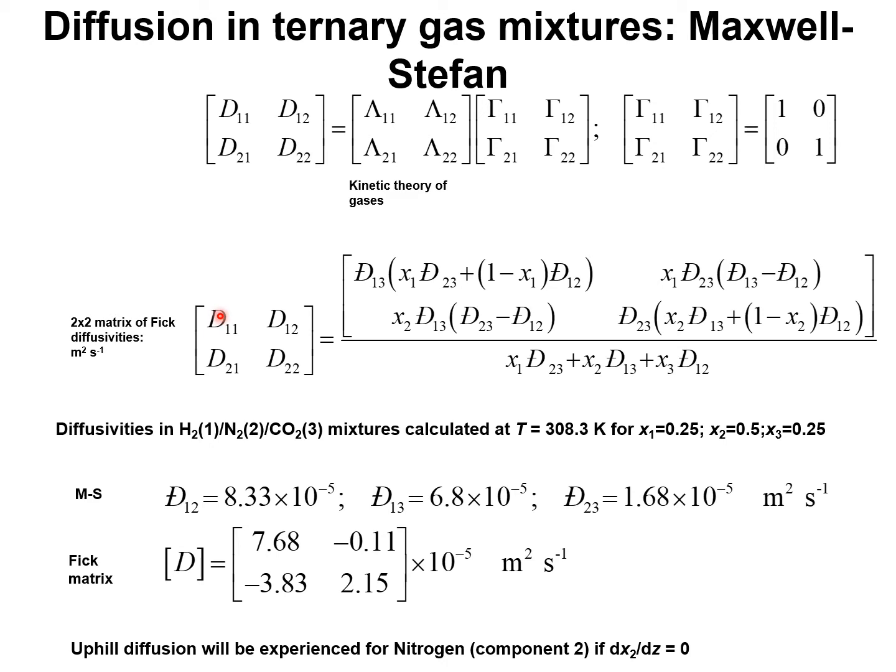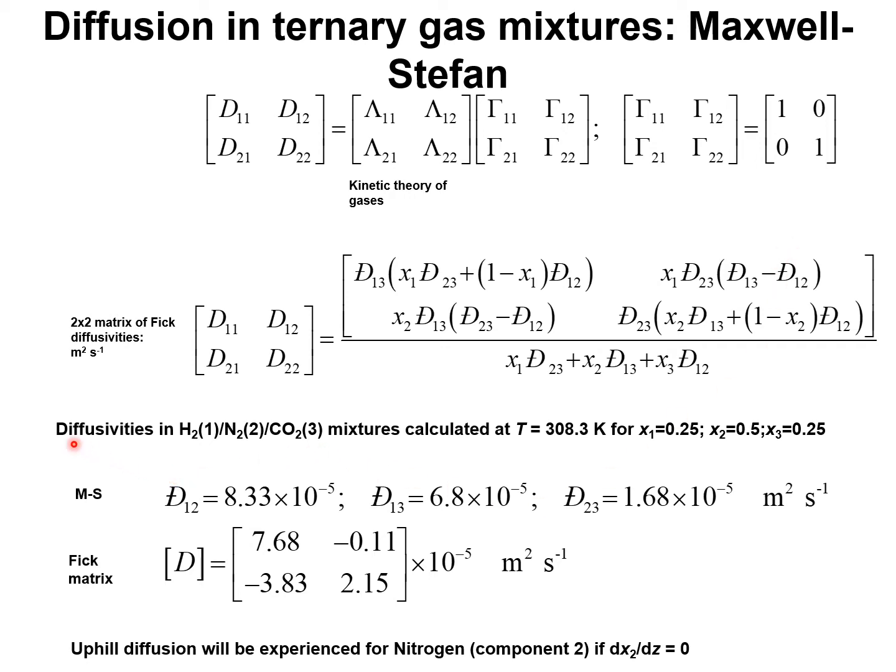Using straightforward algebra, we can derive an expression to explicitly calculate the elements D11, D12, D21, and D22 in terms of the Maxwell-Stefan diffusivities of the three binary pairs D12, D13, and D23. This expression is given here. It's noteworthy that the diagonal elements are some kind of average of the Maxwell-Stefan diffusivities, whereas the off-diagonal elements are proportional to differences in the pair Maxwell-Stefan diffusivities.